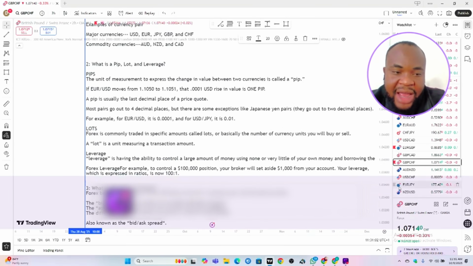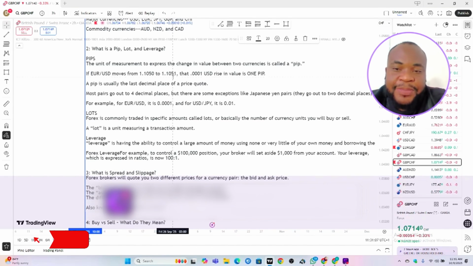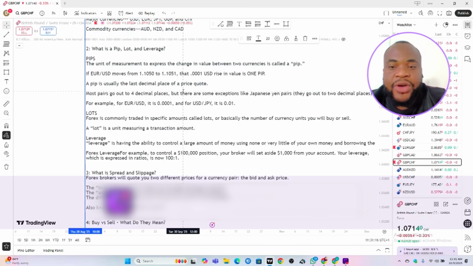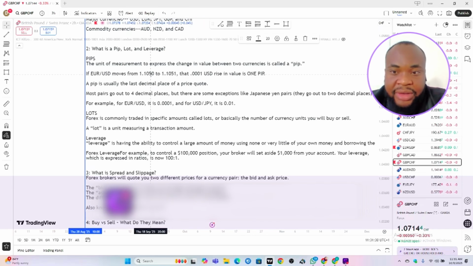So you know that once the market moves against you, you calculate the pips, just like I told you how to calculate when you are in profit. It's the same way when you are in a loss. So you know that if this 1.1050 moves, let's say, down to 1.1000, that means you are in a loss. That's like 50 pips.